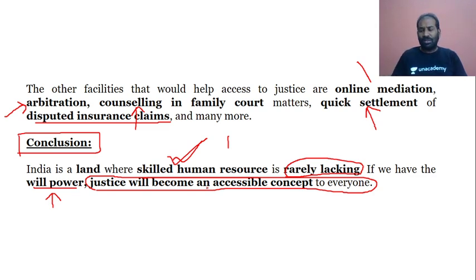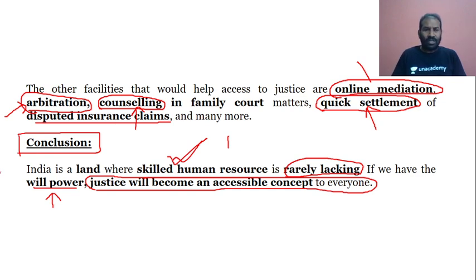The e-court system is also bound to take place, and because of that there could be online mediation, online arbitration. Counseling also can be taken up wherever there is necessity in regards to the family courts, and whenever a quick settlement has to be taken up in regards to any disputed insurance claim, all this can be taken up through the skilled human resource. And what is just lacking is the willpower.